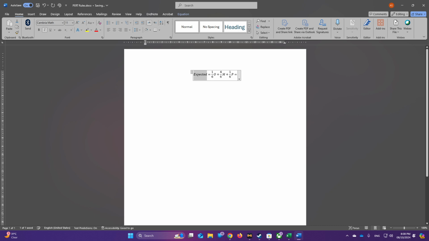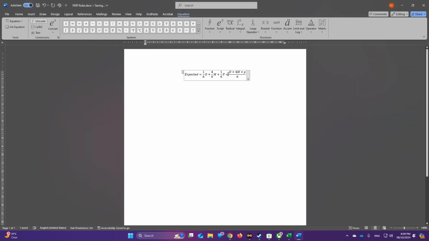So to find the expected, which is basically the mean for this probability, we take the probability of optimistic plus the probability of most likely plus the probability of pessimistic, and you multiply them by each value. So this shortly gives you the following. To simplify it, we finally get O plus 4m plus p, divided by 6. This is the equation to find the expected.